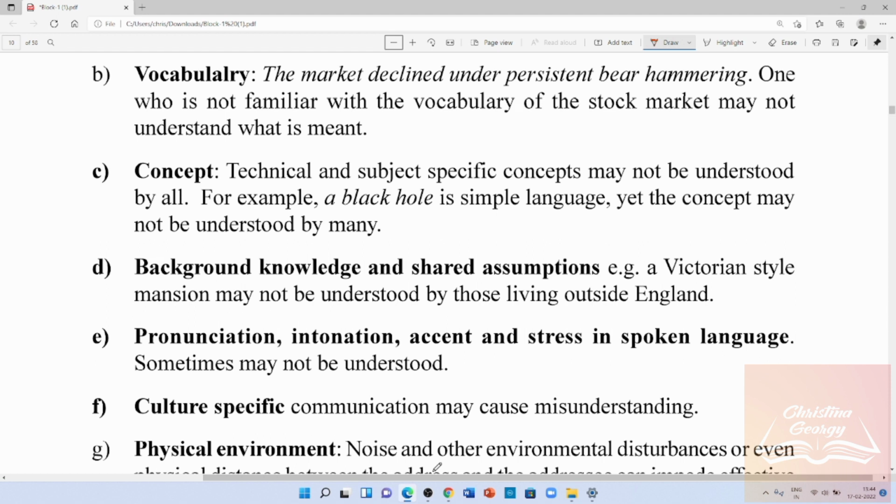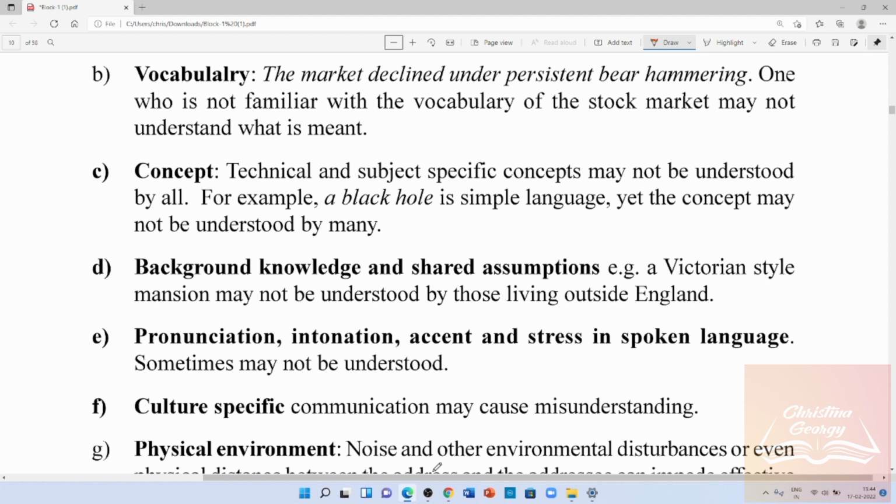Okay, moving on to concept. That is, certain technical and subject specific concepts may not be understood by everybody. So whatever your field of expertise is, whatever your job area is, there must be some technicalities associated with this particular area that most others at your home won't be able to understand, right? So such things would be part of concept.